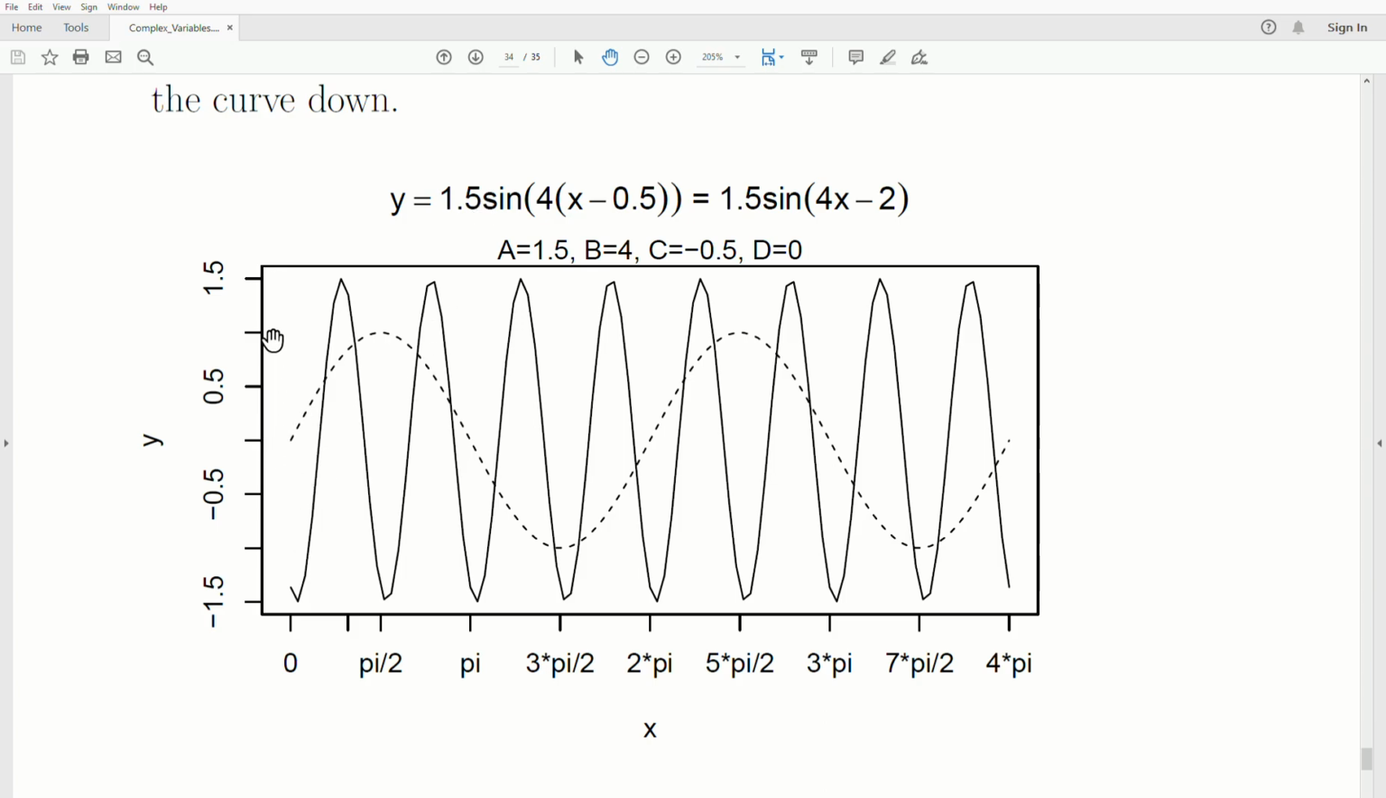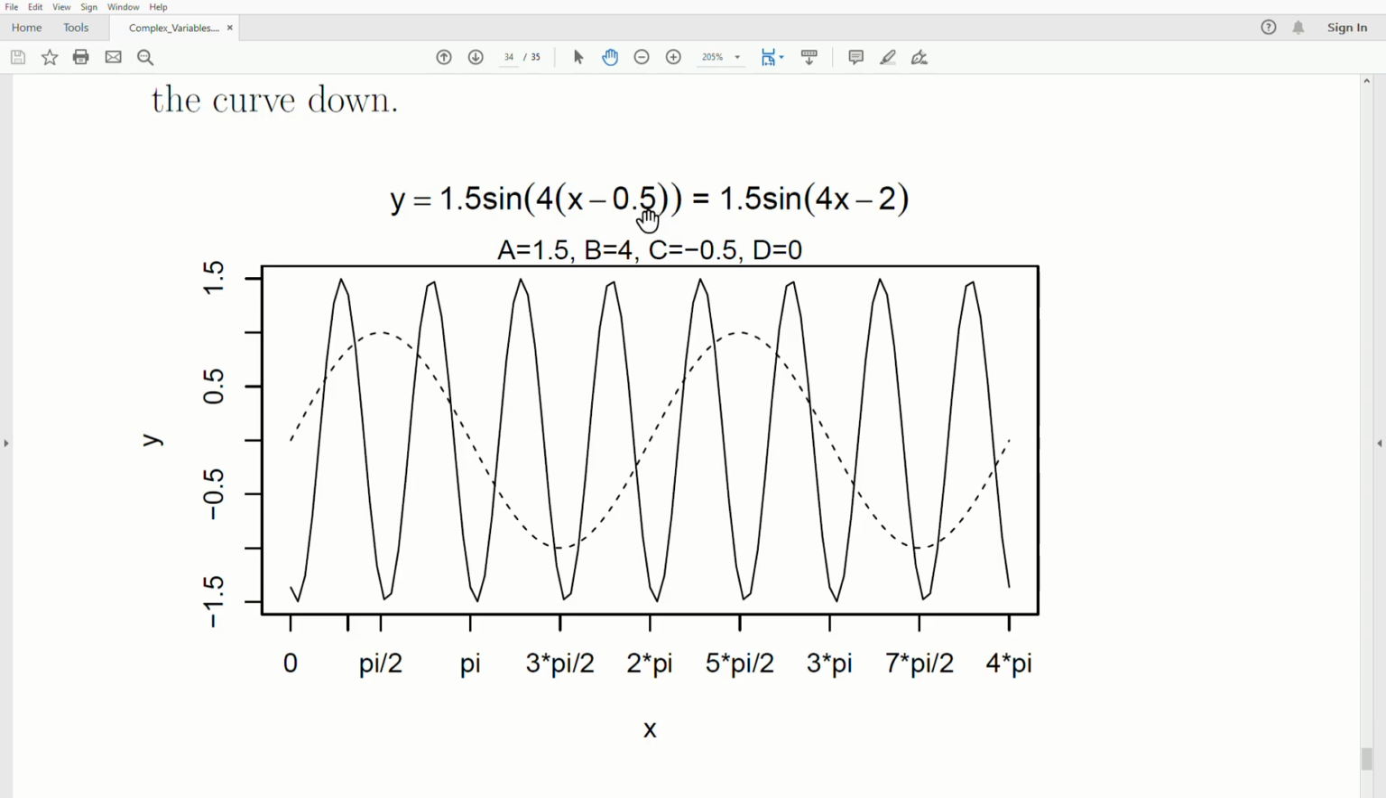It goes from 1.5 to -1.5. The period is 2 pi over 4, which is pi over 2. And if you look at this, we start at 0, and then we go until it starts to repeat, which is here. It's pi over 2. And that's what this told us. Or if you look at the distance between the peaks and subtract that, that's pi over 2. And so the period is pi over 2.